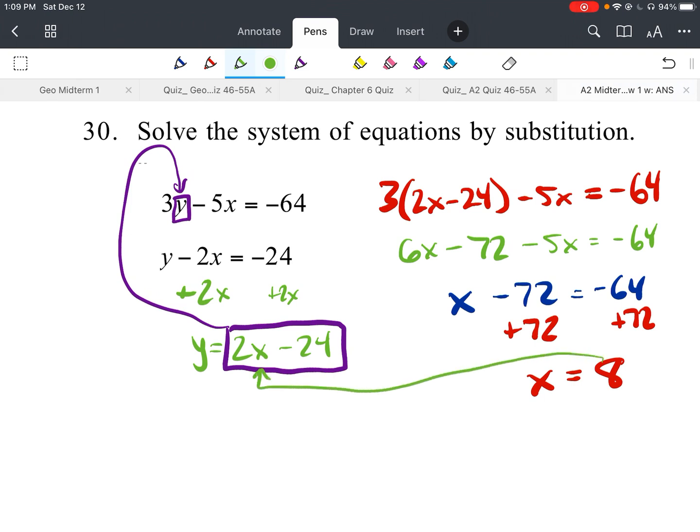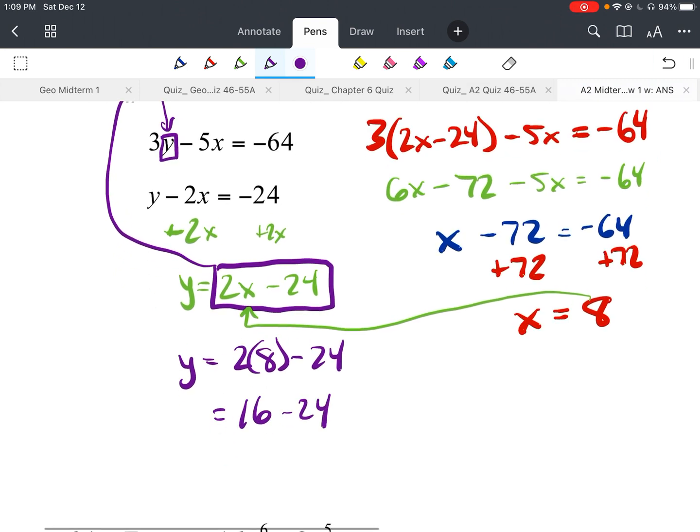Now, once you know x is 8, we're going to plug this 8 into the box that we made in the first place. So once you get the first thing, just plug it back into the box, and then it's easy as pie. Y equals 2 times 8 minus 24, which is positive 16 minus 24, which is just negative 8. So your answer is 8, negative 8.